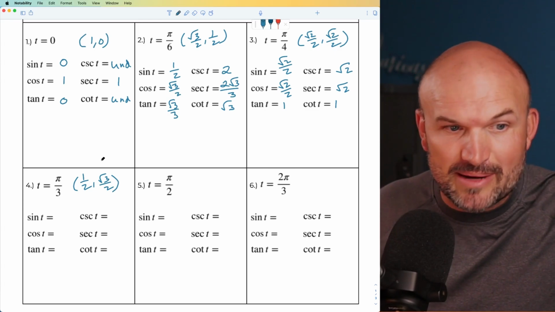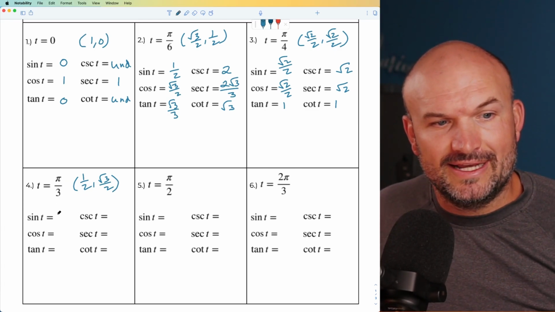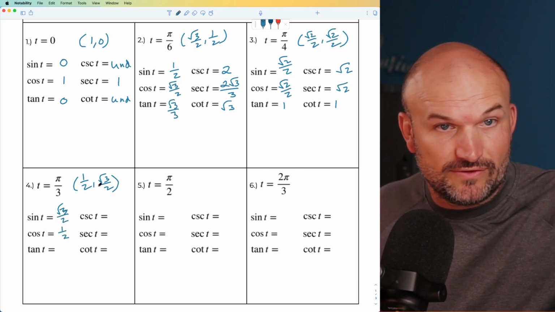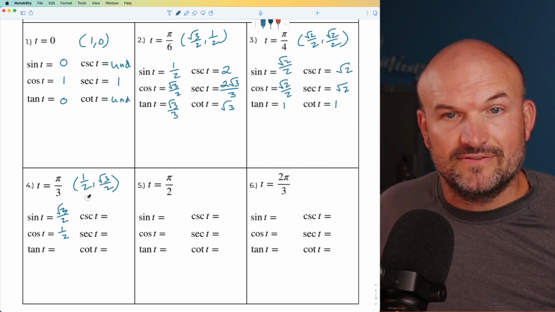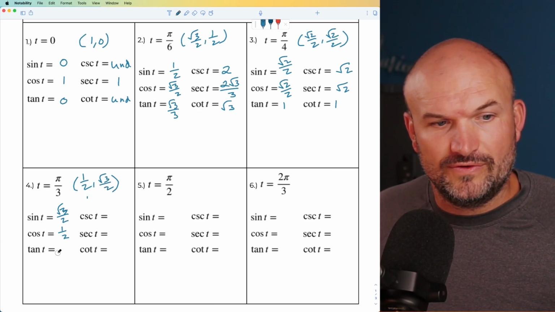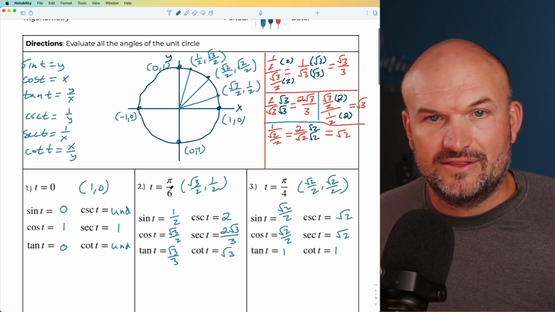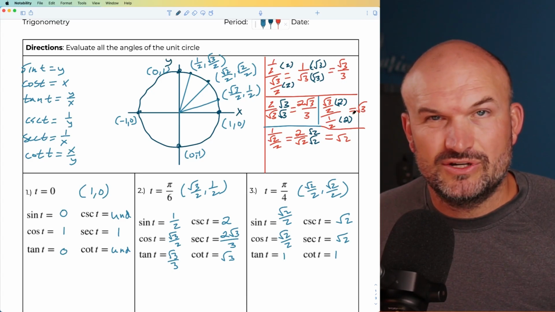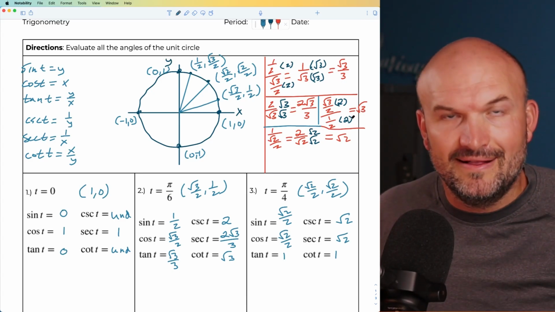So we're going to have to go off some memory here. The y-coordinate is going to be square root of 3 over 2. The x-coordinate is going to be 1/2. Now we have square root of 3 over 2 over 1/2, right? And so we have to think, what is that going to be? Hopefully you recognize that's going to be square root of 3. We did the math over here. So just remember, the more practice you get with this, the better you're going to get.